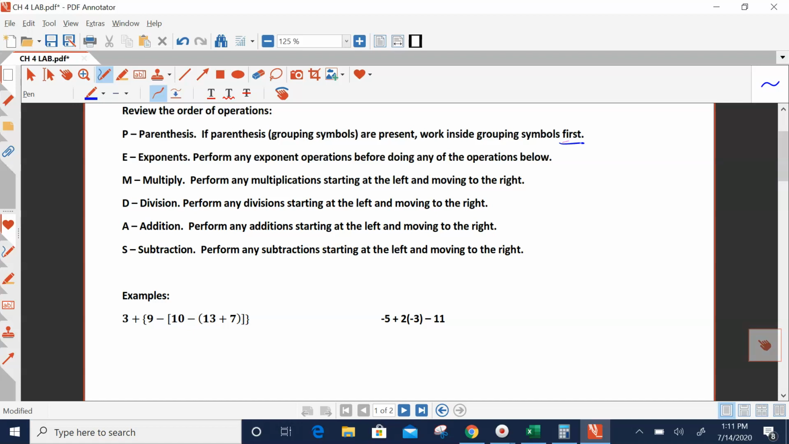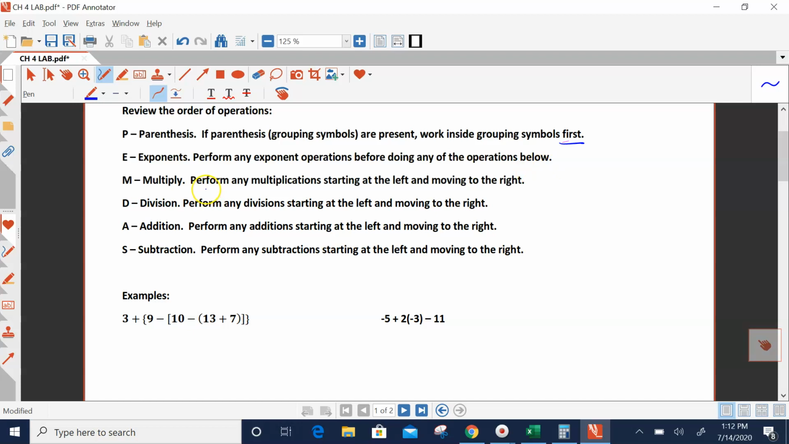After you've worked inside your grouping symbols, or when you're working inside your grouping symbols, this is the order that we're going to perform the operations. We will always do exponents first. So if there are any exponent operations, you got to hit all of those first. I'm going to look, if I have any exponent operations, do that first.